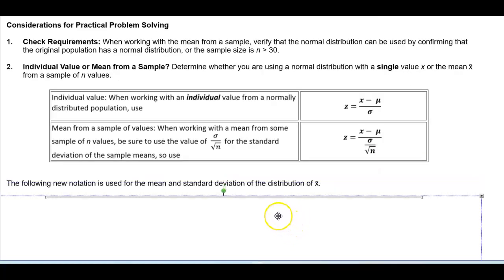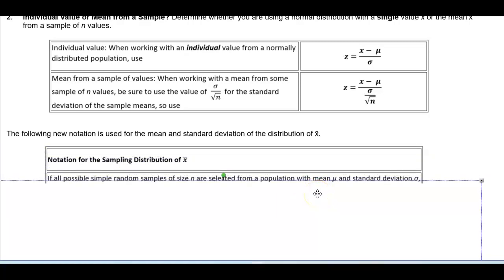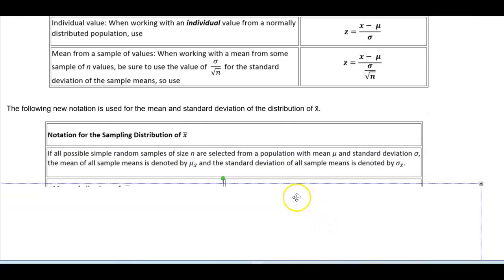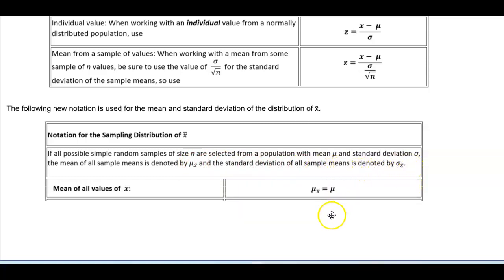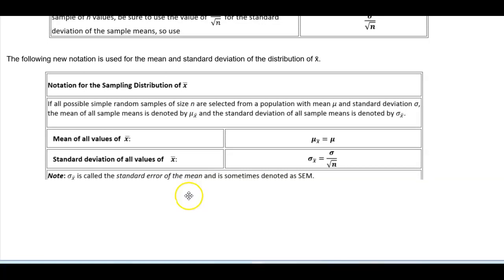The following new notation is used for the mean and the standard deviation of the distribution of the sample mean. So here's the notation of the sampling distribution of the sample mean. If all possible simple random samples of size n are selected from a population with a mean and standard deviation, the mean of all sample means is denoted by the mean of the sample means, and the standard deviation of all sample means is denoted by the standard deviation of the sample means. So again, here are the mean values of the sample means, and there's the standard deviation of all the values of the sample means. And note that the standard deviation of the sample means is called the standard error of the mean and is sometimes denoted as SEM.